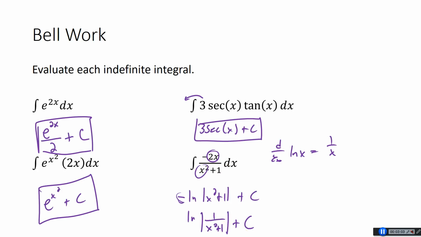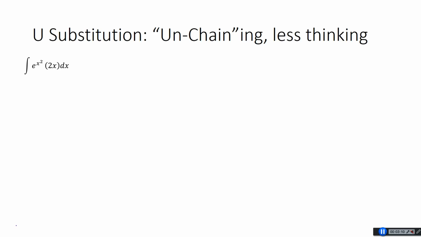Yeah, cool. All right, so just some typical antiderivatives that we've seen already. So now we're going to learn about what u substitution is. This is kind of unchaining, and it requires less thinking. So we did this antiderivative by just thinking about it. We were like, well, e to the x squared, then you chain it, you get a 2x.